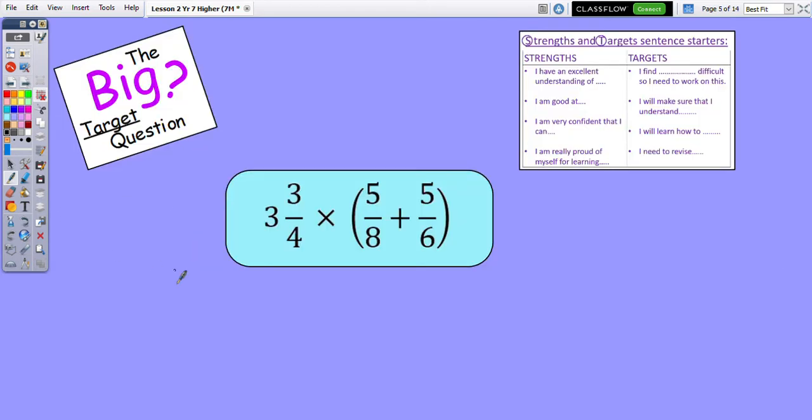Okay, my big question today is actually a GCSE question, and you can see it looks a bit interesting. We've got a mixed number, we've got a multiplication, we've got brackets, and we've got an addition of two fractions with different denominators. Okay, so a little bit interesting. Pause the video if you want to have a go now. If not, we'll go through the answers at the end. Okay.